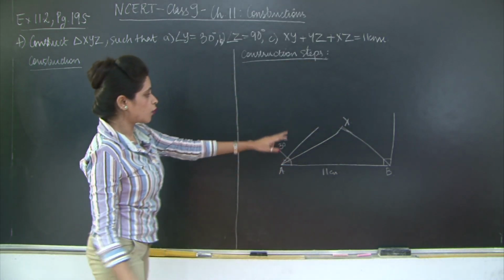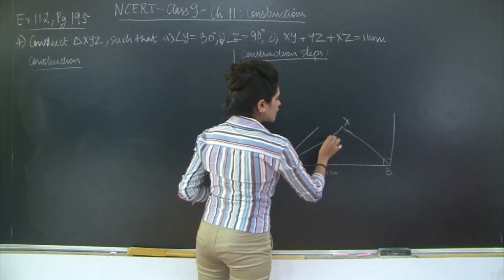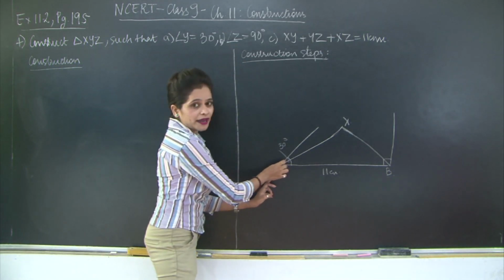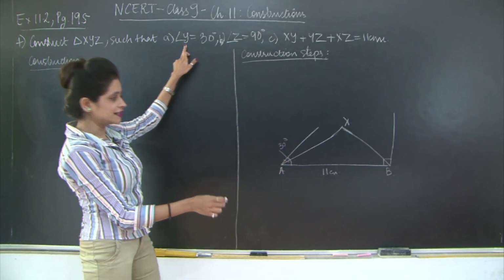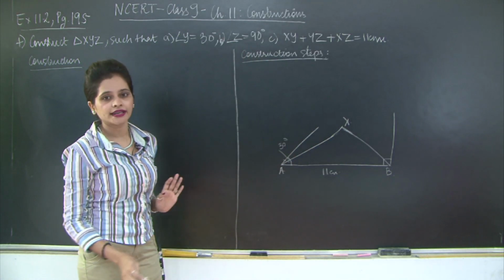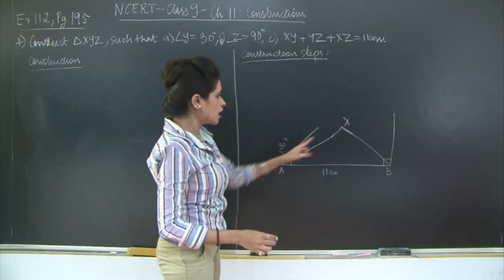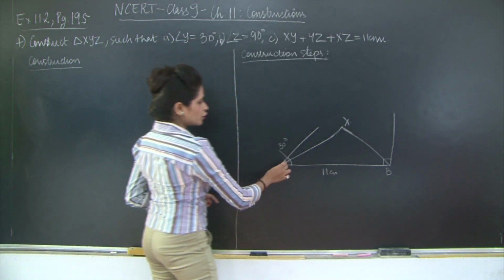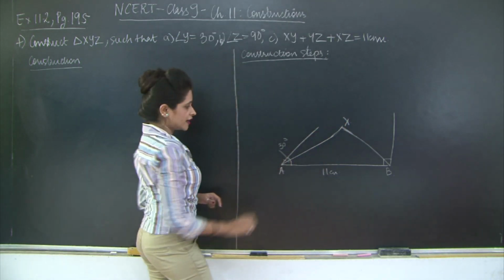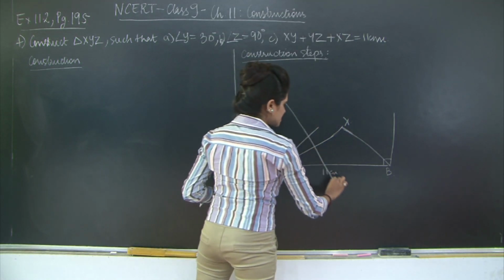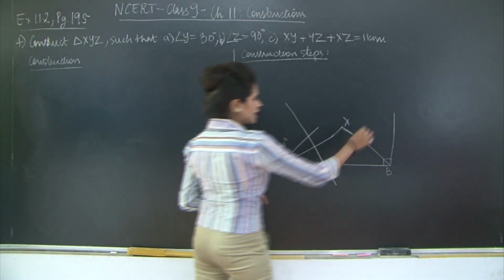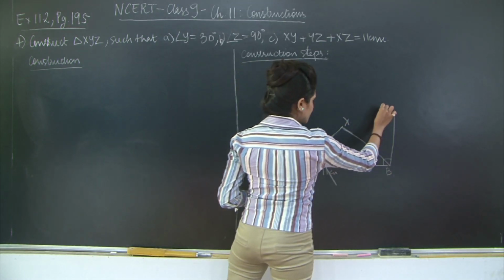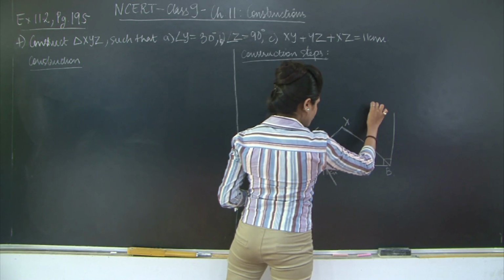So what is X? X is a part of the triangle that we need to construct. So why am I marking this as X? Because we are already comparing A to Y, which is 30 degrees, and B to Z, which is 90 degrees. So what is the remaining vertex for triangle XYZ? It is X. Now once you're done with this, you're going to draw the perpendicular bisector of AX. So let's say this is the perpendicular bisector of AX, and you're going to draw the perpendicular bisector of XB.